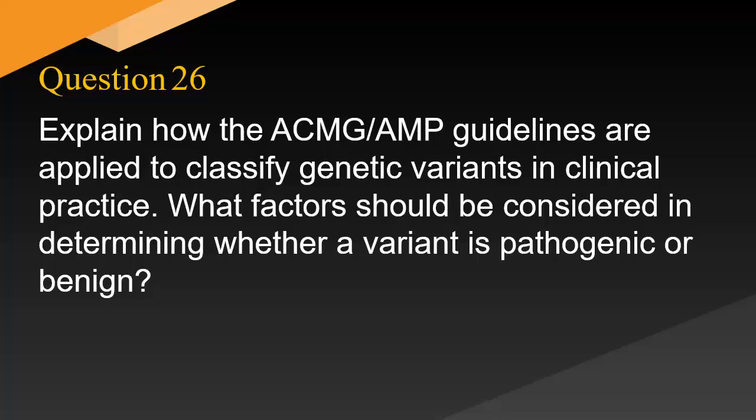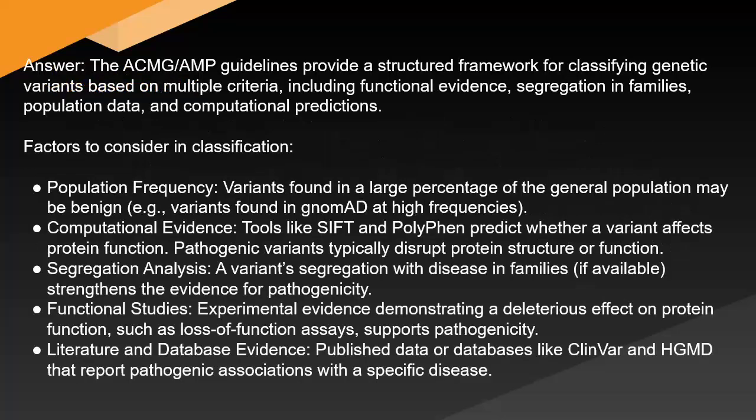Explain how the ACMG guidelines are applied to classify genetic variants in clinical practice. What factors should be considered in determining whether a variant is pathogenic or benign? Answer: the ACMG guidelines provide a structured framework for classifying genetic variants based on multiple criteria, including functional evidence, segregation in families, population data, and computational predictions.